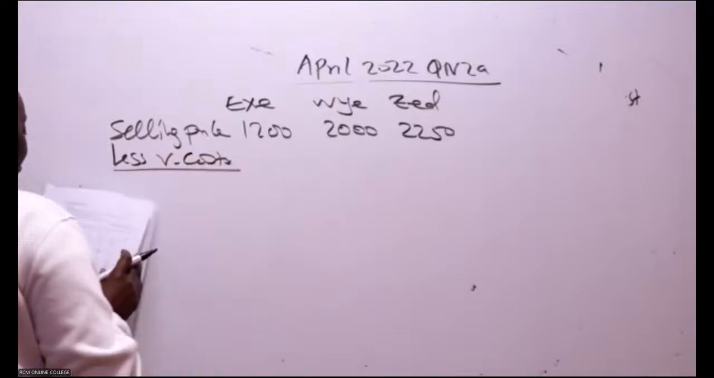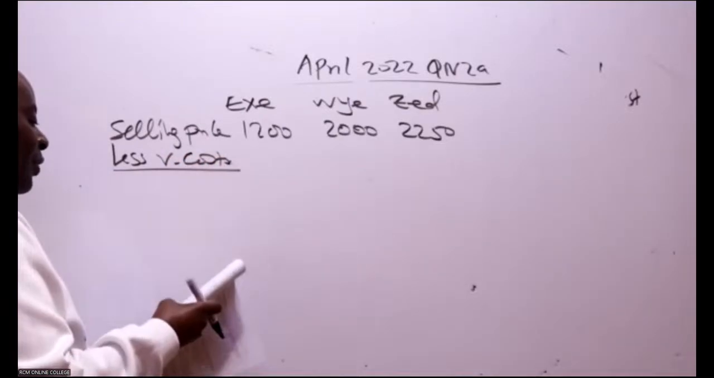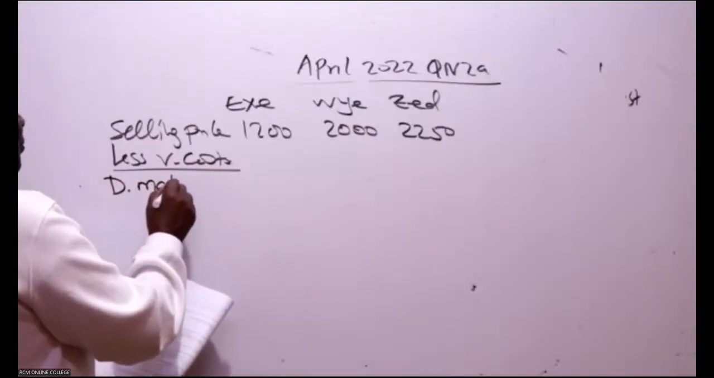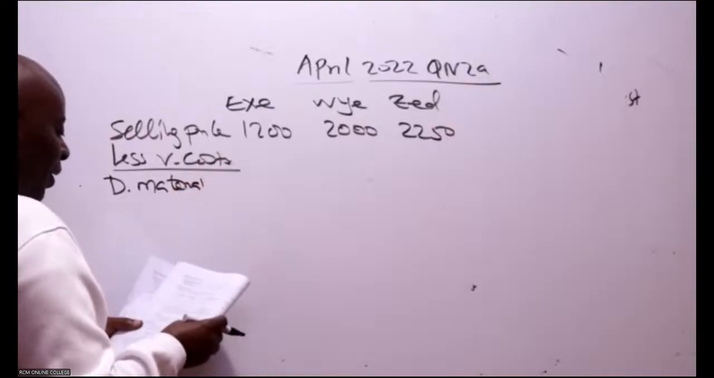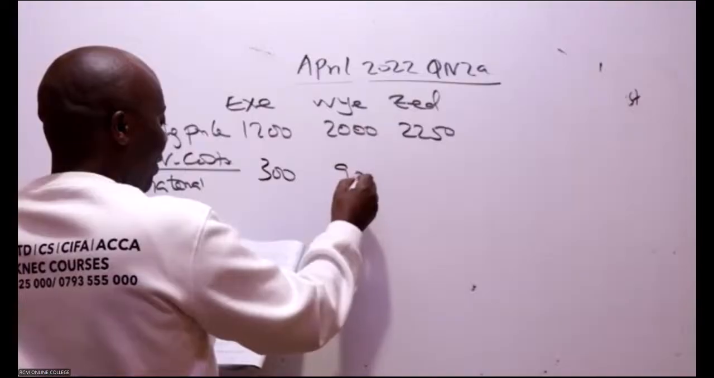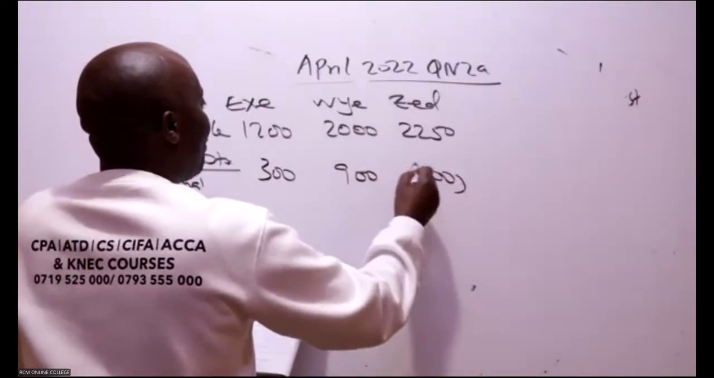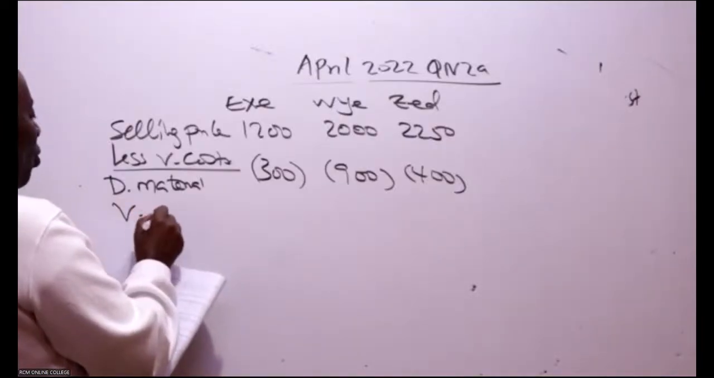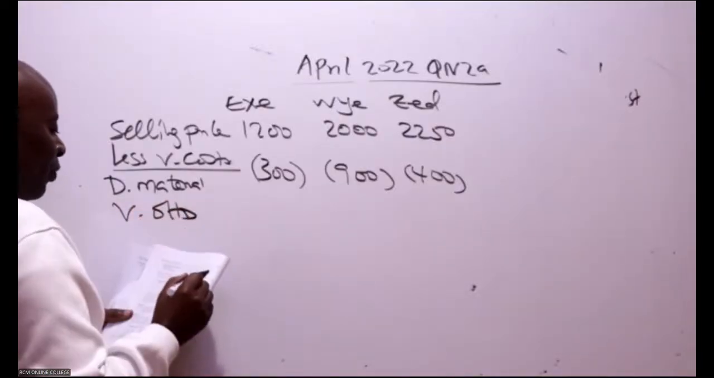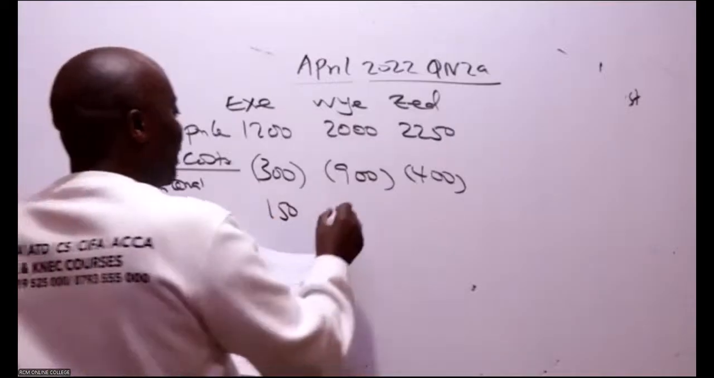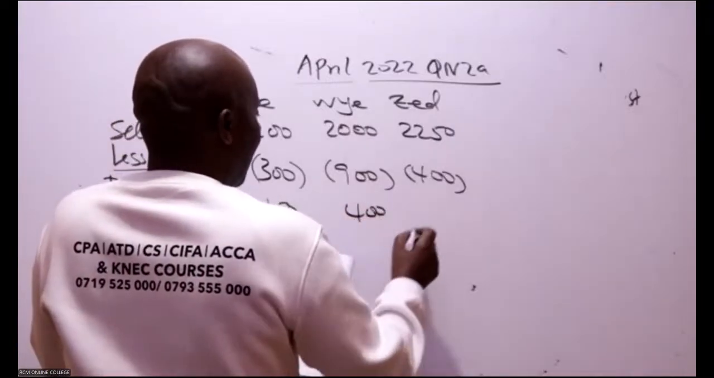And I can enumerate them. The first variable cost there is called direct material cost. So direct materials, I can see 300, 900, I can see 400. Great. From there, I have variable overheads. Variable overheads, I can see 150, I can see 400, I can see 450.